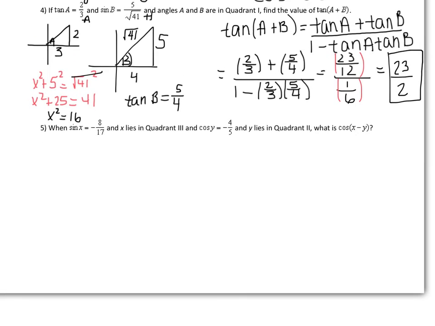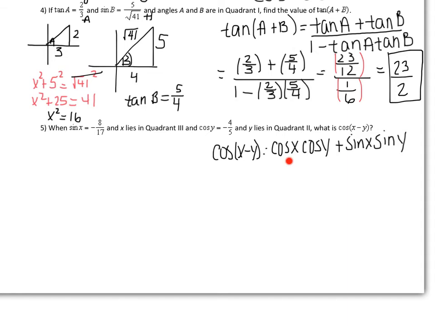Okay, let's try example number 5. So example number 5 is similar to example number 4. Bottom line is that they want us to find what? Cos x minus y. So let's go ahead and use the reference sheet to find our formula for it. So cos x minus y is equal to cos x cos y plus sine x sine y. And again, the formula has a and b, so I'm just changing the a's with x's and the b's with y's.